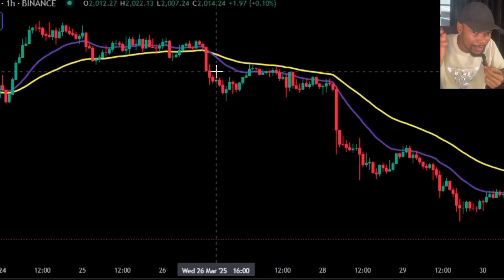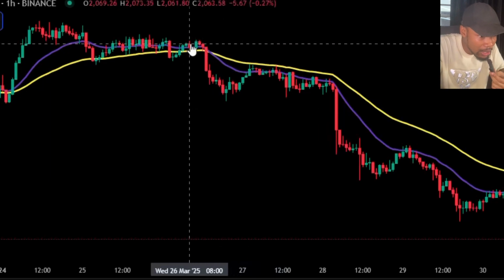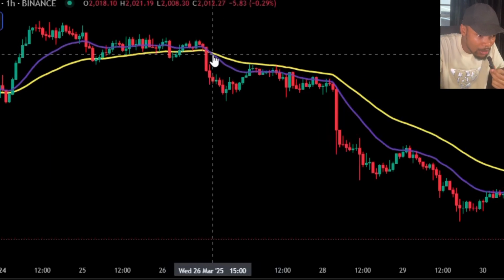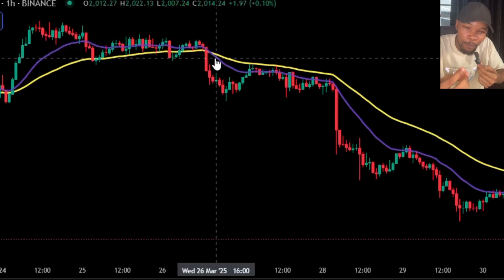Now, the first sign is to check out for where the blue line is crossed over the yellow line, which is the first sign, but it is not enough reason to enter a trade. All right, because there are false signals.